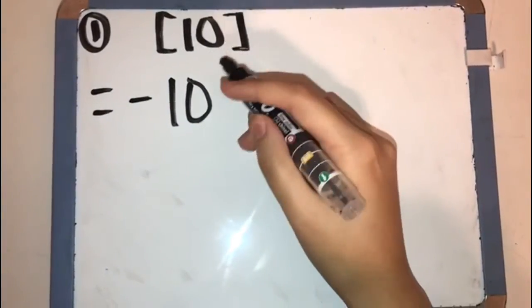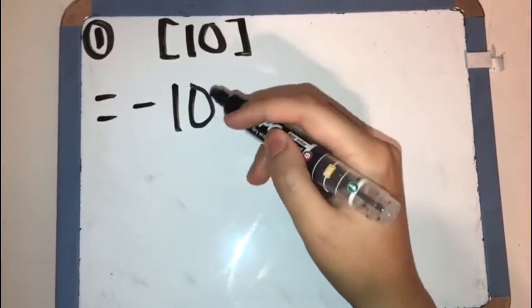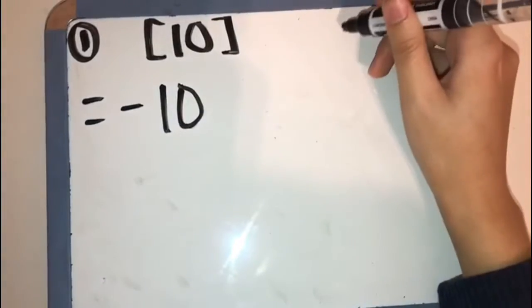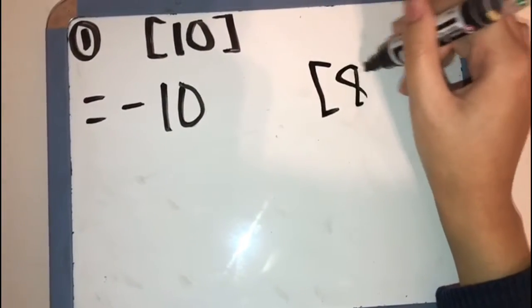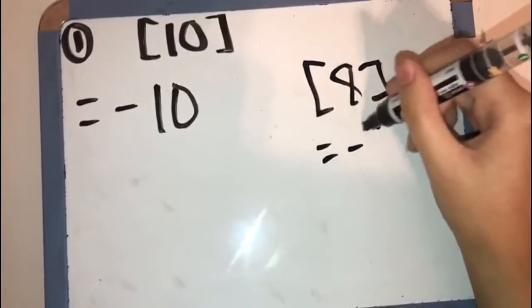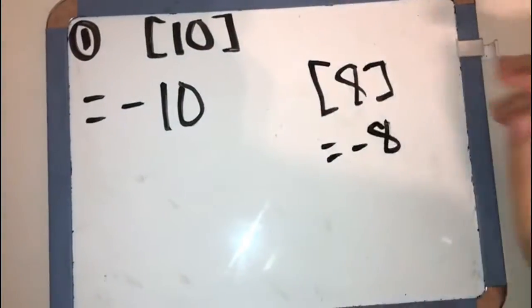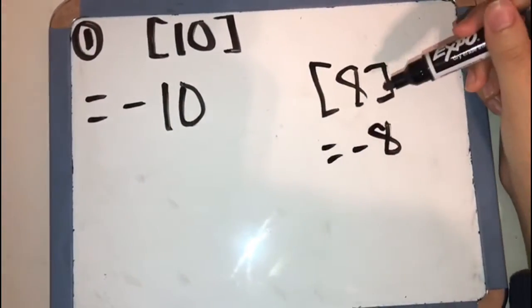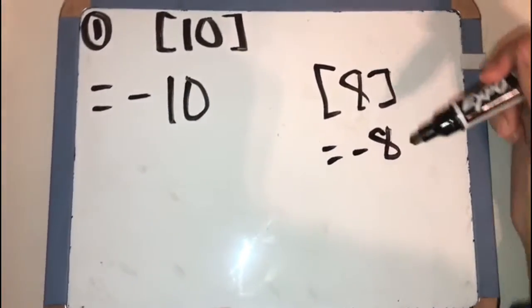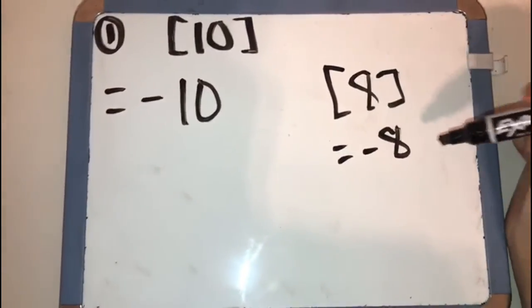Whenever it's a positive 10 in the brackets, it's always going to be a negative answer. If it was 8, it would equal negative 8. In any case, if it has a positive value inside the brackets, the answer would be negative 8. Okay.